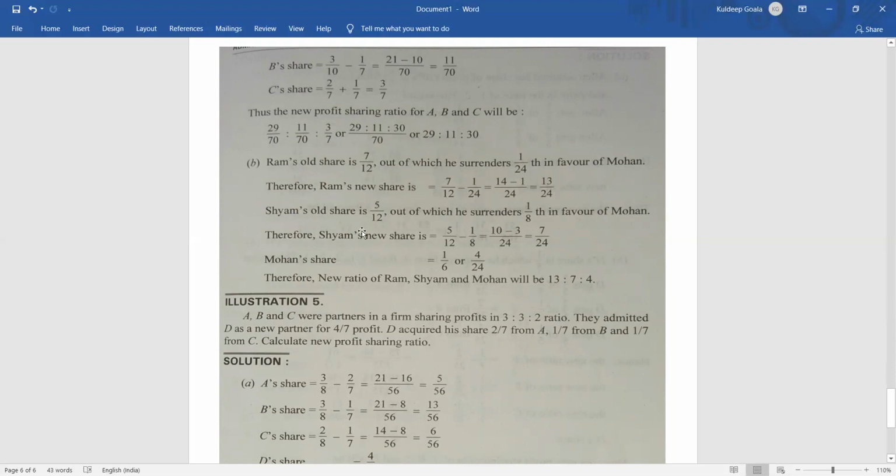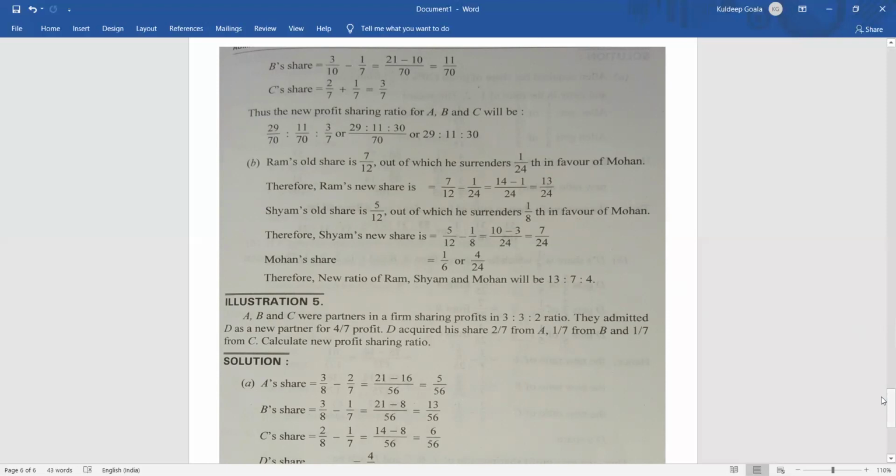In case of Sham, how much is he giving? 1/8. So his sacrifice is 1/8. Old ratio was 5/12. Sacrifice was 1/8. So just find out what is the change. What is the new ratio? 7/24. Clear? Okay. So making the denominator same, ultimately the new ratio is 13:7:4.